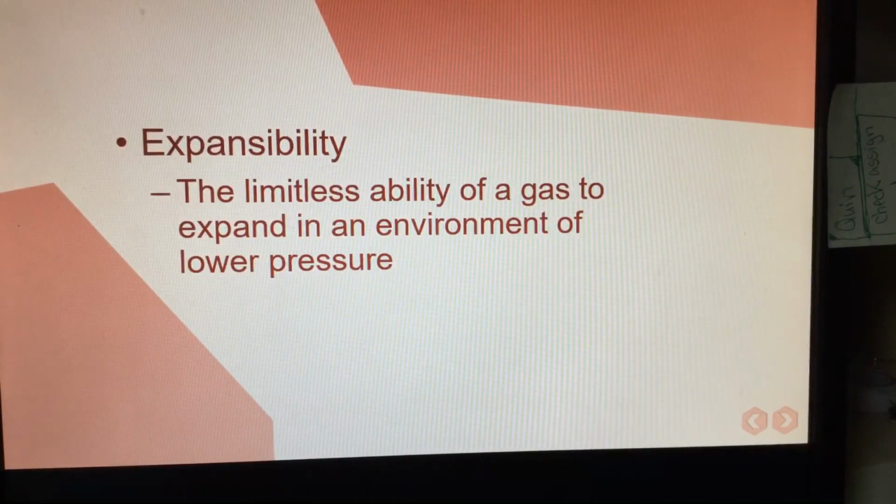They have expansibility, the limitless ability of a gas to expand in an environment of lower pressure. So think of it this way: if the compressed air inside your tire is suddenly released, where do those molecules go? Well, they continue to just spread and spread and spread within the limitations of gravity pulling them down, but they continue to spread out.